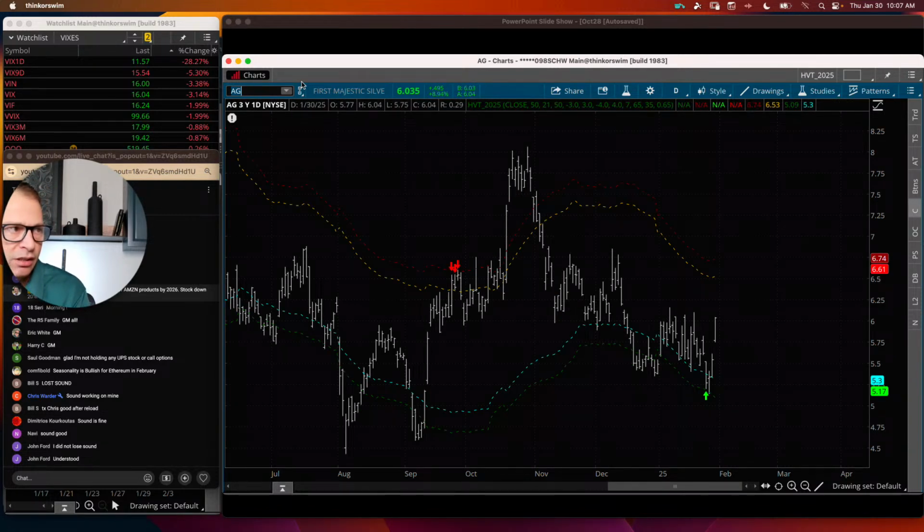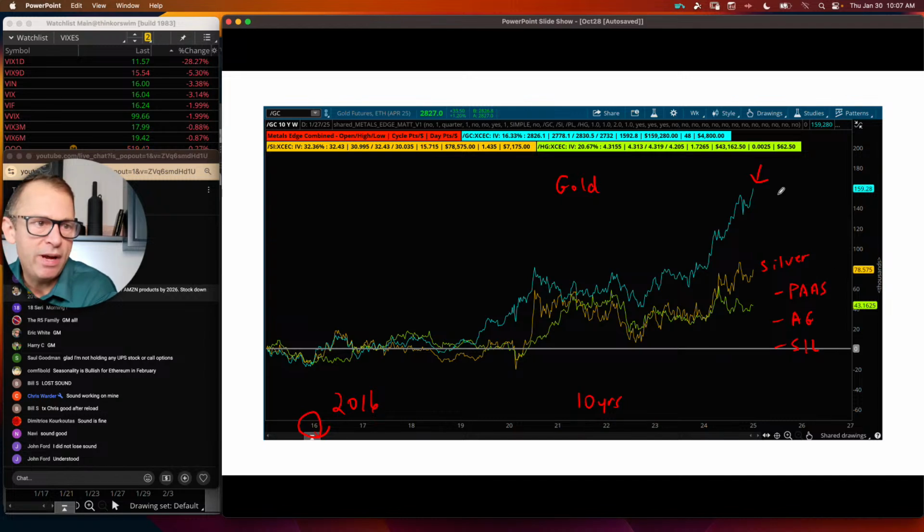And here's AG. The takeaway, though, is gold and silver historically have a tight relationship. As gold continues to go higher, we continue to prefer to be in silver.